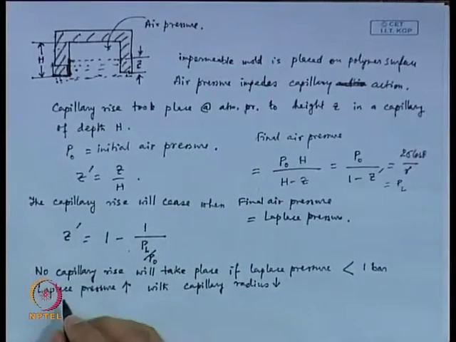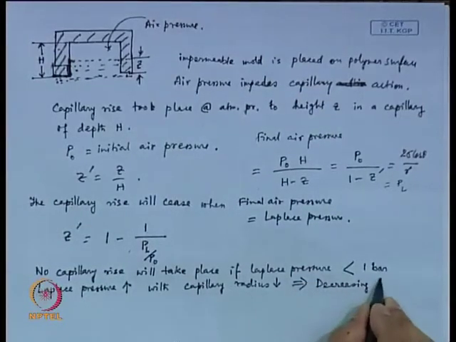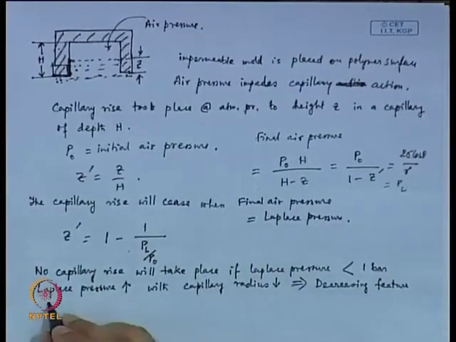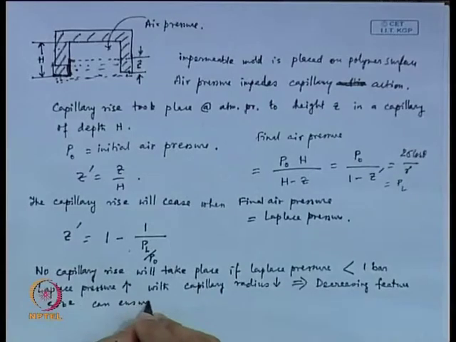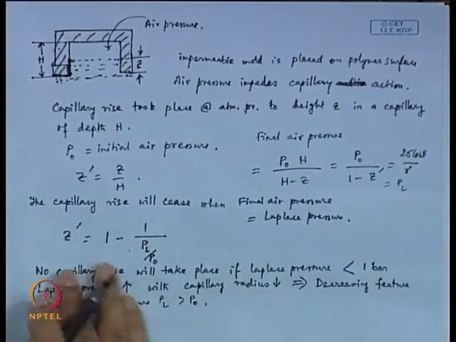Okay. So, that means decreasing feature size can ensure P_L is greater than P0. Now, one thing I would like to point out: if you have a variable feature size, then you can expect the rise also would be variable. That is another issue here, so that needs to be looked into as well.